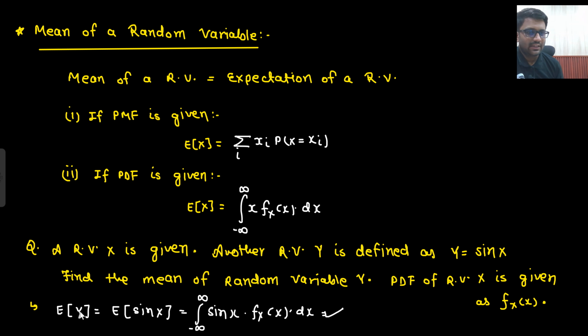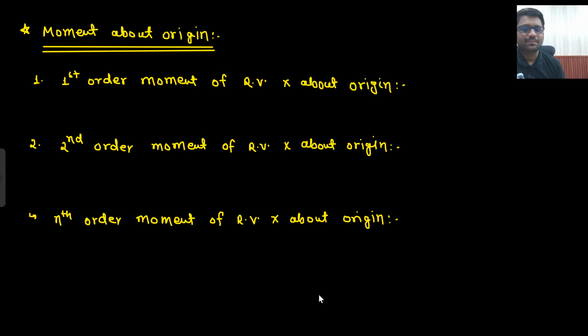Whatever the function is, this is a function of x, so you will put the PDF of x. If this was a function of theta, you will put the PDF of theta. If this was a function of gamma, you will put the PDF of gamma. Well and good. Now there is something called moment about origin.